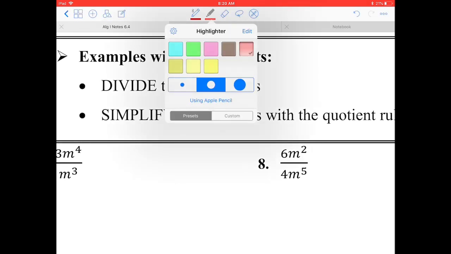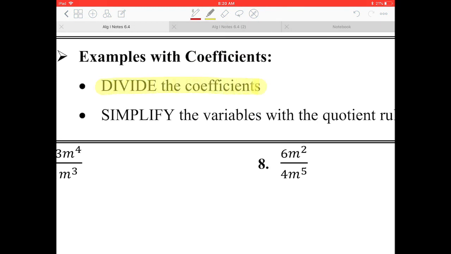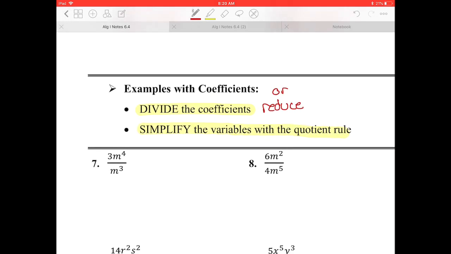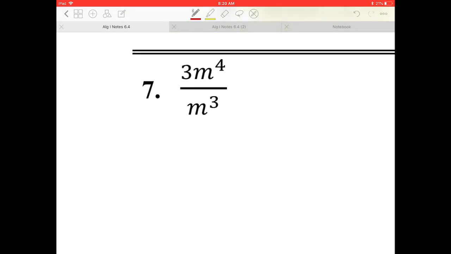So if we have coefficients, you're going to divide the coefficients, actually divide them, okay? But sometimes you can't divide them and all you can do is reduce, and you have to leave it as a fraction. So either way, divide or reduce, doesn't matter, okay? Then once you've actually divided the coefficients, turn to your variables and use the quotient rule. Basically, subtract them, okay?